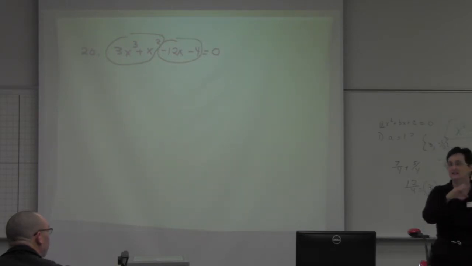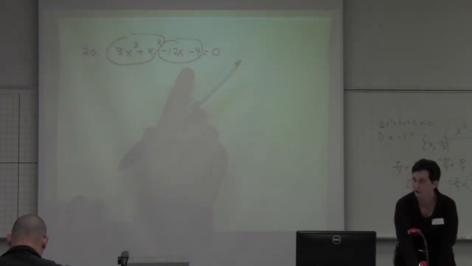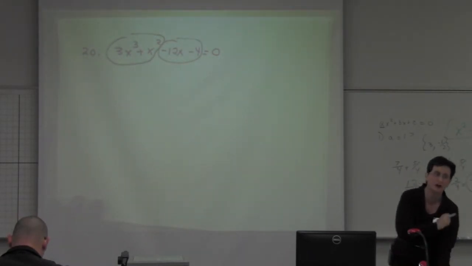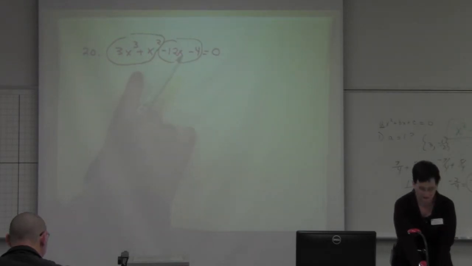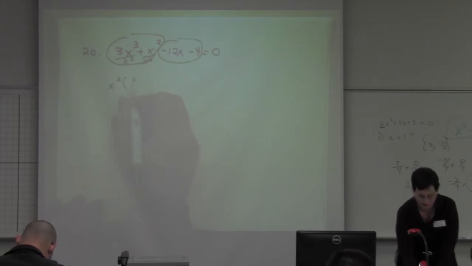It doesn't matter what order we group it in. But I usually try this first. I call it the good old college try. So let's see if it works. In the first group, what do they share? X squared. So we're going to take an x squared out of both of those. And when you do that, what's left?